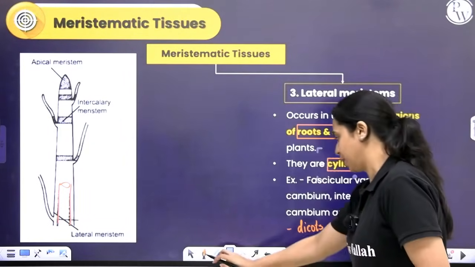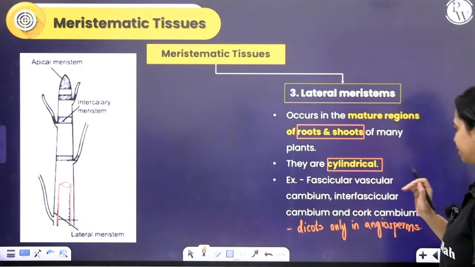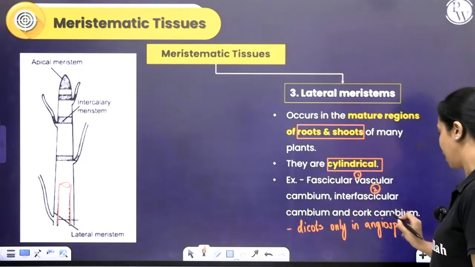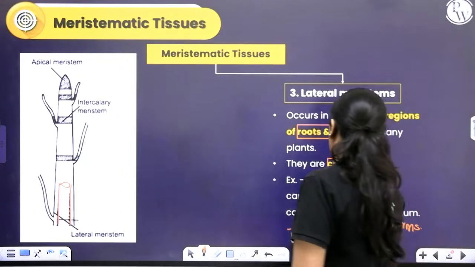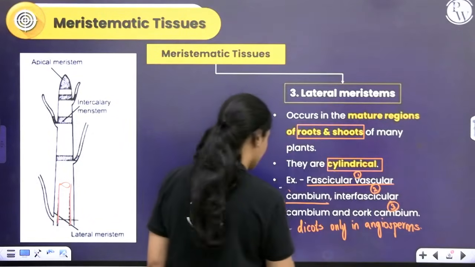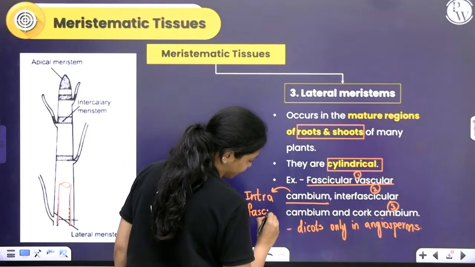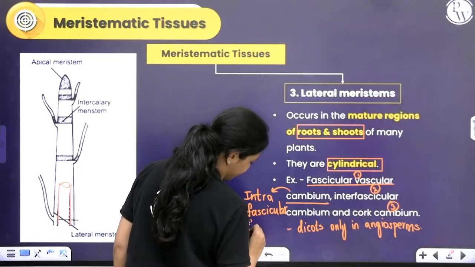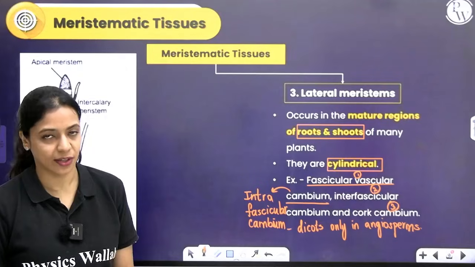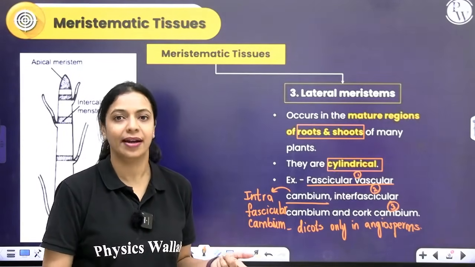Examples for this you must remember: fascicular vascular cambium, interfascicular cambium, and cork cambium. Okay, there are three examples here, 1, 2 and 3. Fascicular vascular cambium has another name. It is also called intrafascicular cambium. Okay, it's called intrafascicular cambium. So you have three types: intrafascicular cambium, interfascicular cambium, and cork cambium.